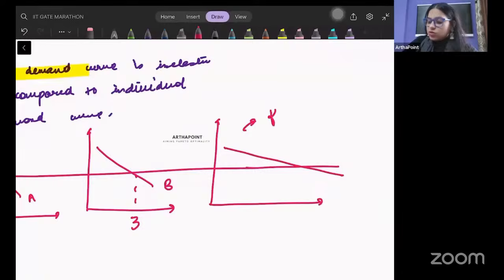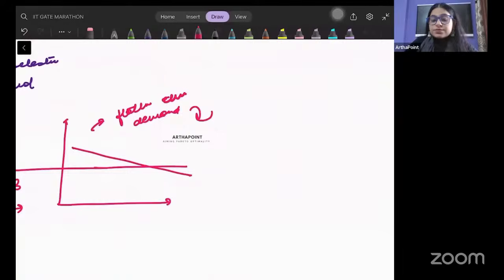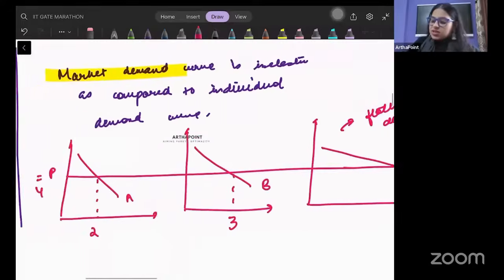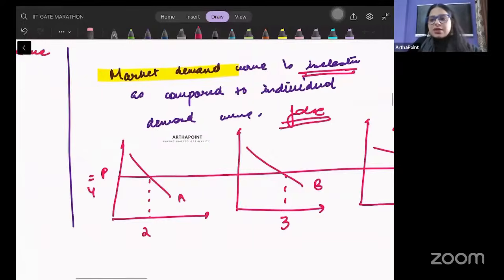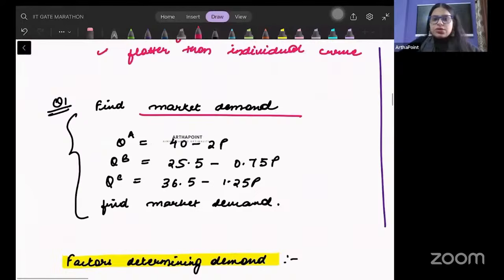And we know that the flatter the demand curve, what happens to the elasticity? Can someone tell me? The flatter the demand curve, the more or less the elasticity. Okay. The flatter the demand curve, the more elastic it is. So we are correct that it becomes more elastic. So is it becoming less elastic? False. Such statements can be asked in the exam and you have to be very thorough with it.